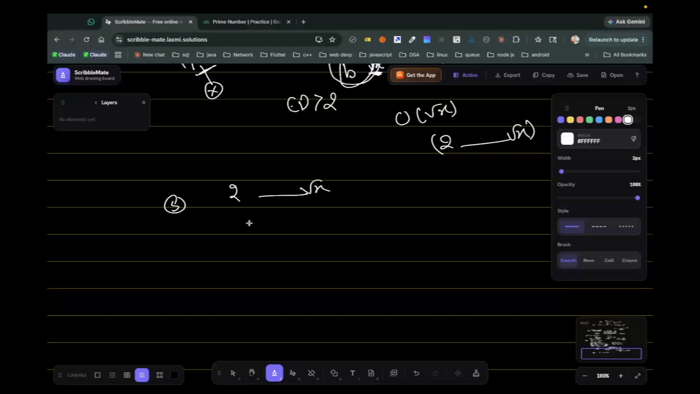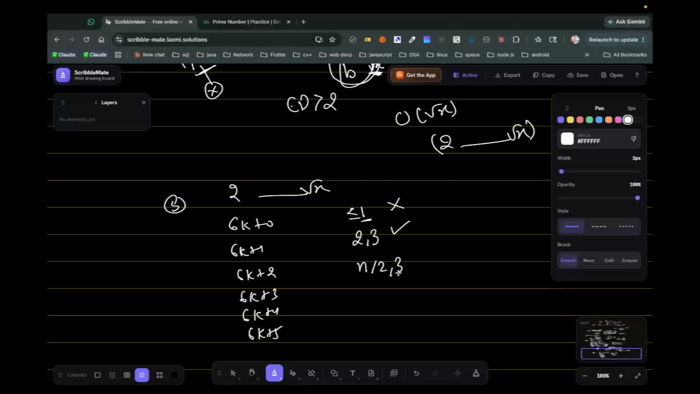Now listen carefully. Any integer can be represented in the form of 6k plus 0, 6k plus 1, 6k plus 2, 6k plus 3, 6k plus 4, 6k plus 5. So if the number is less than or equal to 1, it is not a prime number. You know why? Because 1 is not a prime number. If the number itself is 2 or 3, it is a prime number. Now the important step. If the number is divisible by 2 or 3, it is not a prime number and we exit.